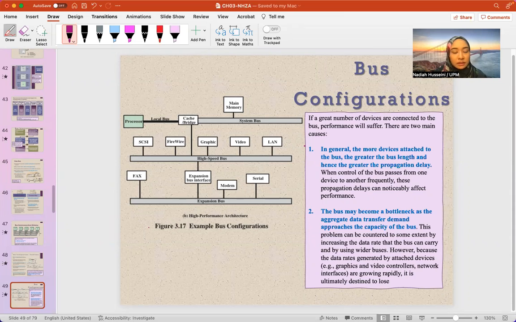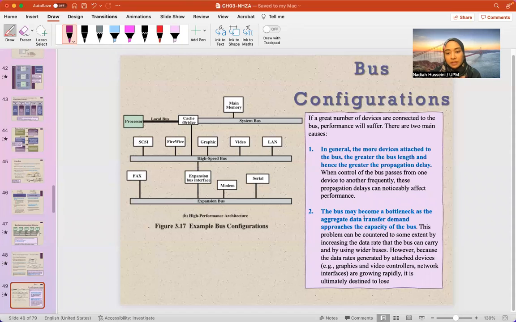Okay, so the next one is the mezzanine architecture or the high performance architecture, supposedly used to overcome the drawbacks of the traditional configuration. So in general, if a great number of devices are connected to the bus, the performance will suffer, obviously. There are two main causes. The first one, in general, the more devices attached to the bus, the greater the bus length, and hence the greater the propagation delay. When the control of the bus passes from one device to another frequently, of course, there is going to be some decision-making or coordination going on, and that contributes to the delay.